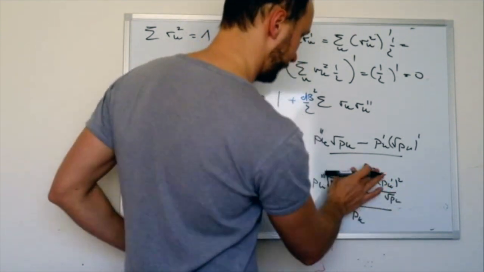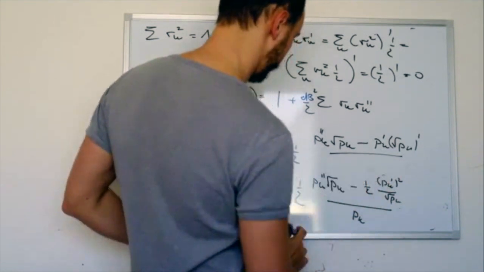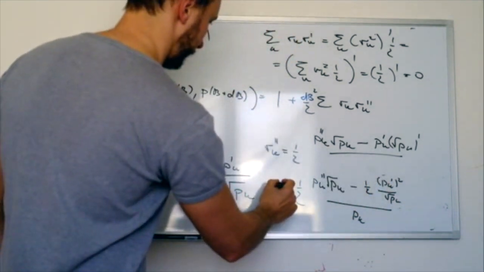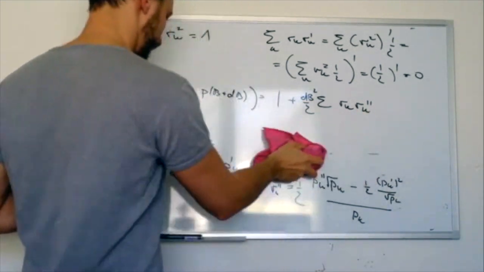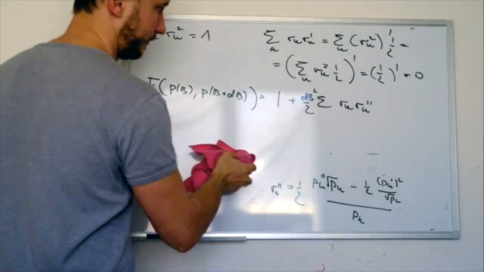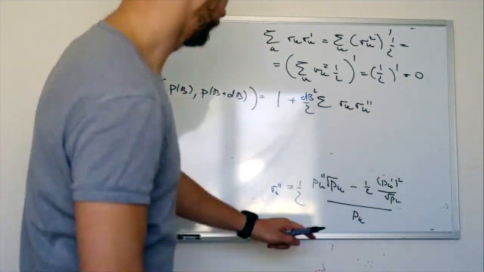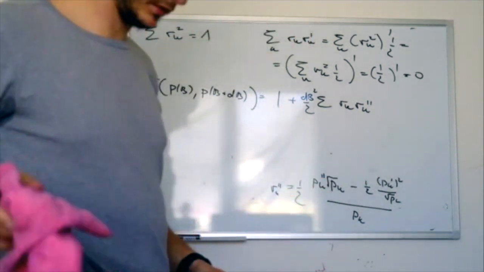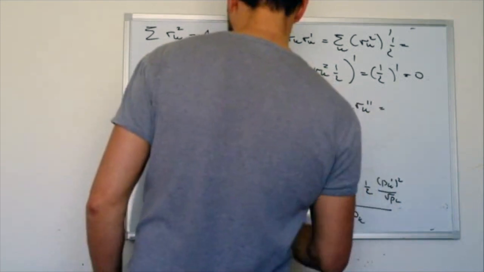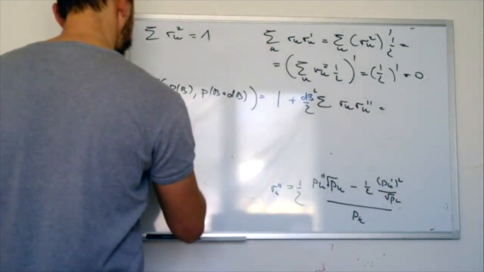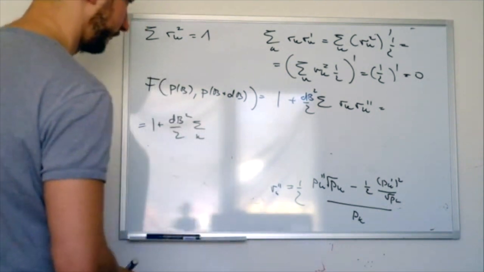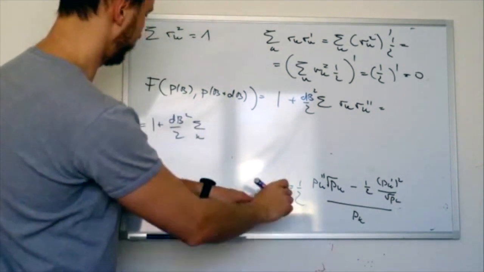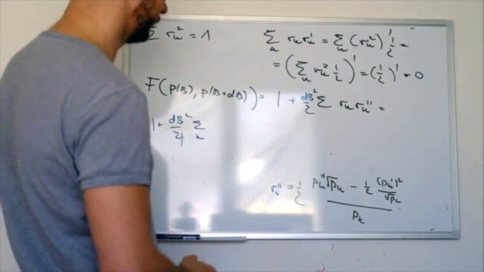Okay, sorry for this, it's long, but here we go. This is r_k double prime. So I just plug it back in this expression. Good. Just plug it back in this expression, and what we get is 1 plus dv square over 2, sum of k of, I put the 1/2 in front, so this is 1/4.